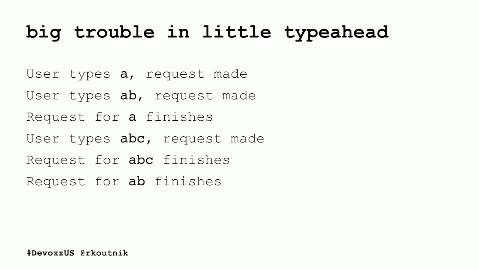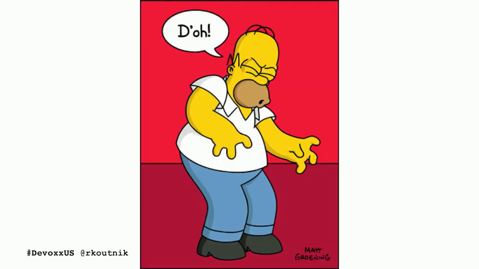So the ABC comes back. We dutifully say, hey, put it on the page. And then AB comes back. We dutifully put it on the page. And the user is looking at a page that is representing results that is not what they asked for, and they get very angry. And they go on Twitter, and they yell at you, and your boss gets mad, and lots of tickets are filed, and you get woken up at 3 in the morning because something went wrong.